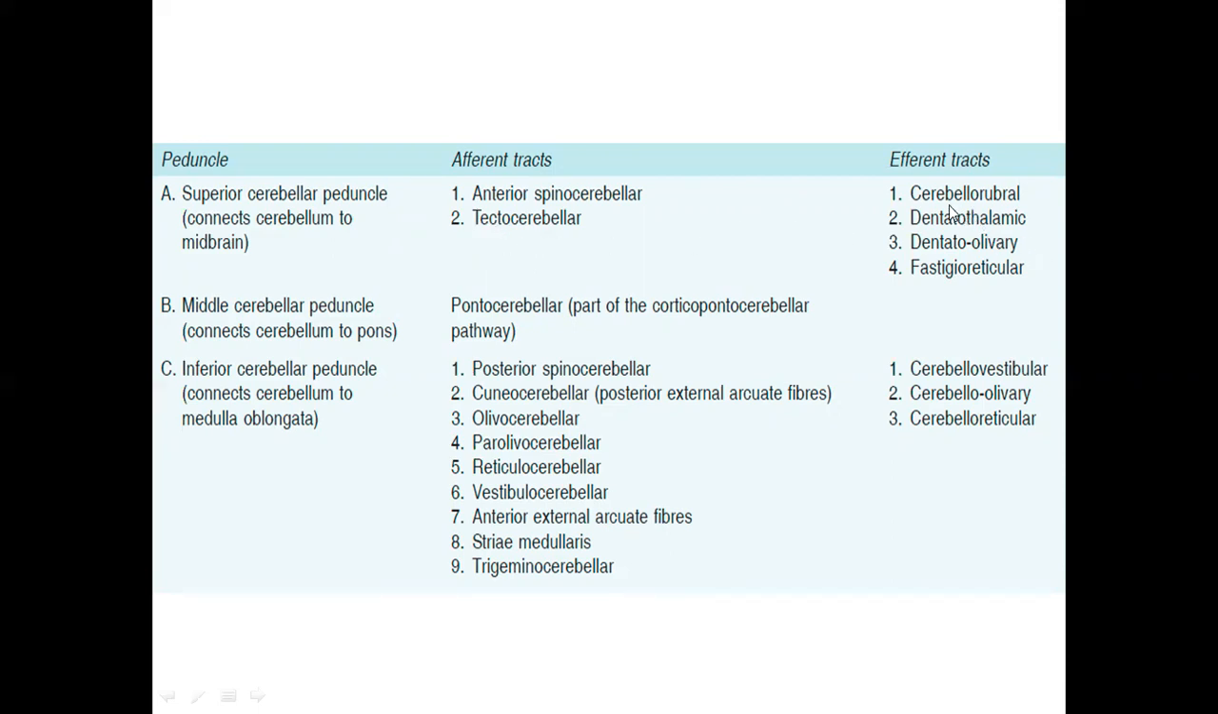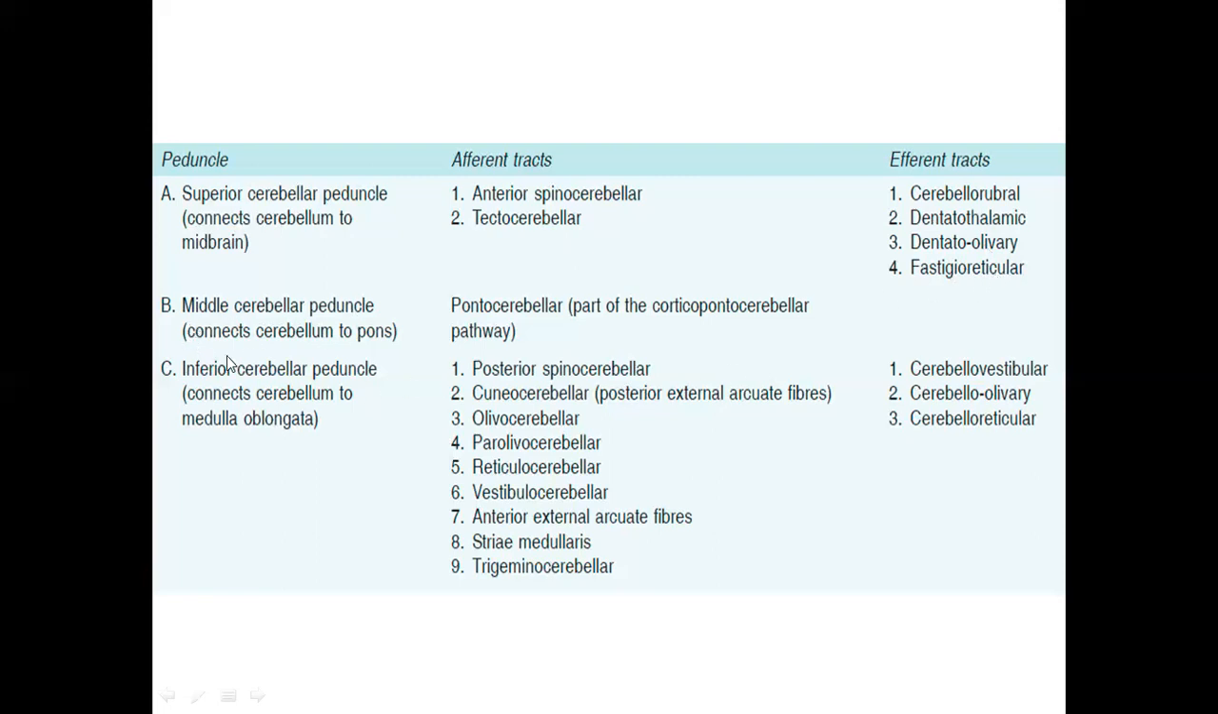Efferent tracts basically start from the cerebellum and go to different parts of the brain. So cerebello-rubral, in the sense cerebellum to the red nucleus; dentate nucleus to the thalamus makes dentatothalamic; dentate nucleus to the olivary nucleus of the medulla oblongata is dentato-olivary. Then we have the fastigial nucleus of the cerebellum to the reticular formation of the midbrain. You call it fastigio-reticular.